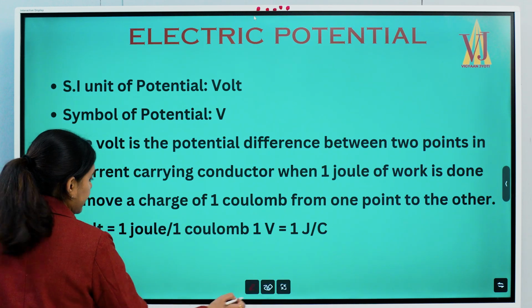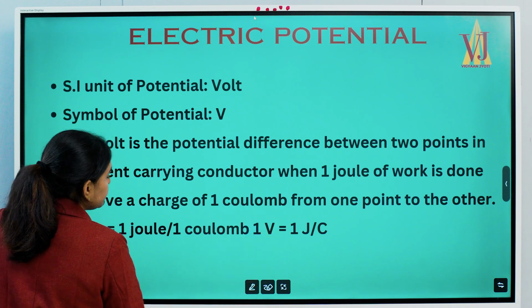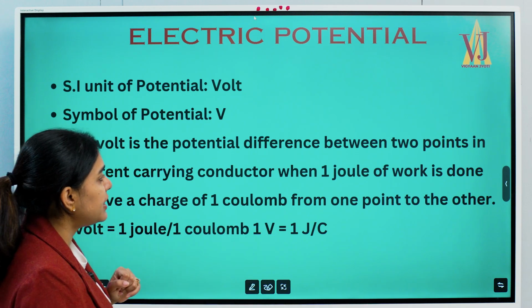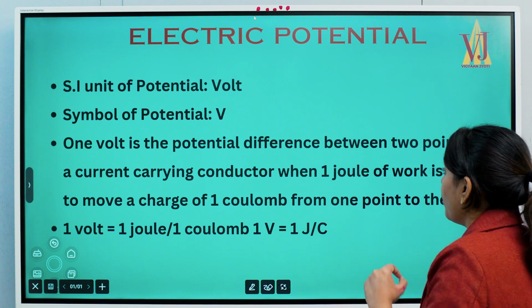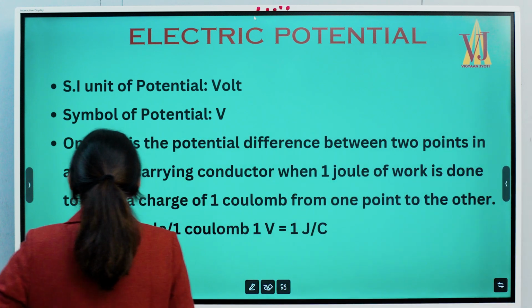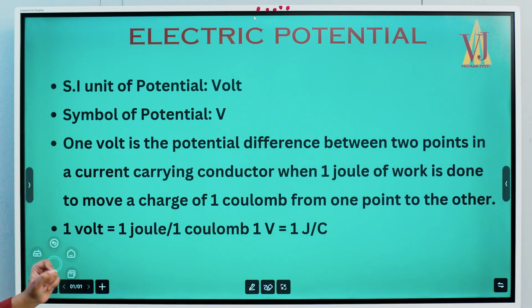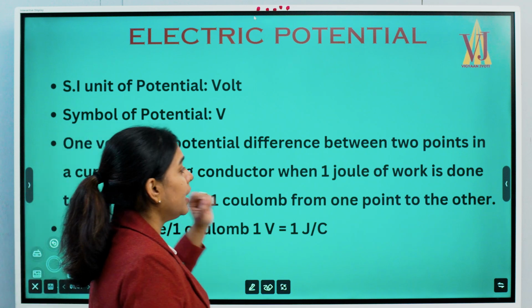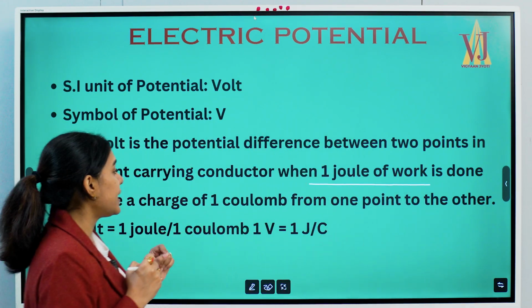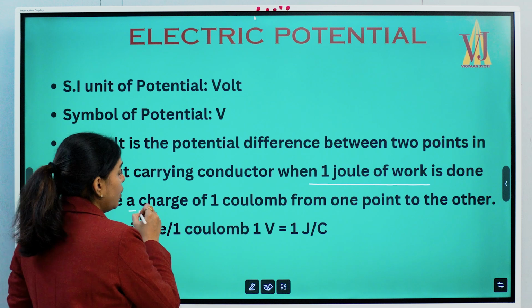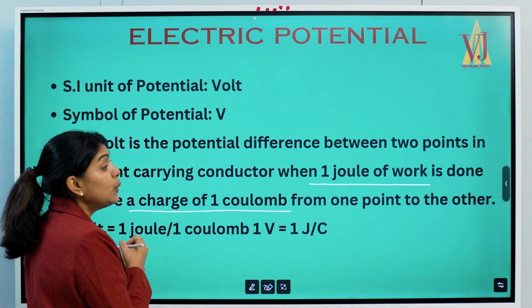How can we define that? So 1 volt is a potential difference between 2 points in a current carrying conductor when 1 joule of work is done to move a charge of 1 coulomb from one point to other. So first of all, a new word: 1 joule of work is done in order to move whom? A charge of 1 coulomb.